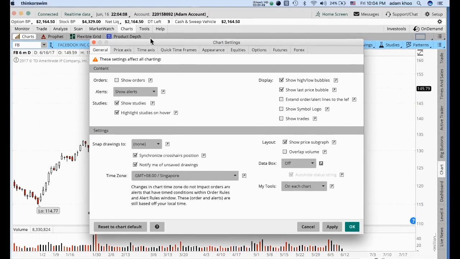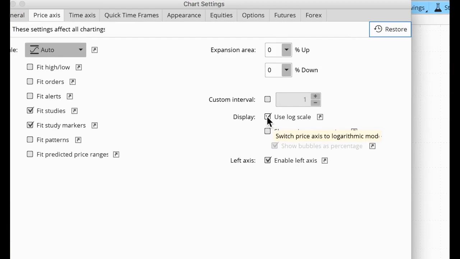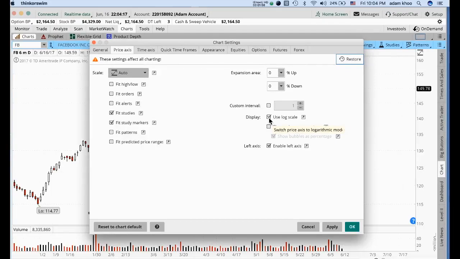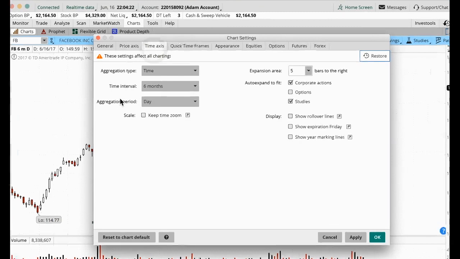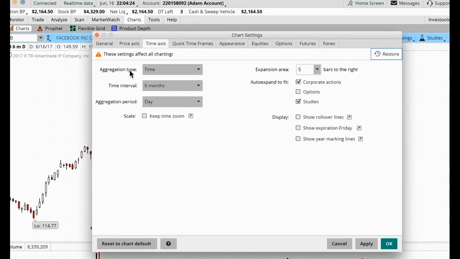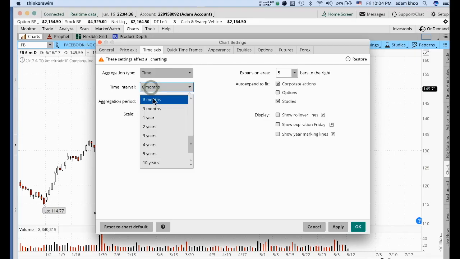Okay. Next, price axis. I'll choose log scale. By default, I think it's already at log scale. Nothing else to change. Time axis. Again, it depends on your strategy. For my swing trading strategies, I would use daily candles, and you can look at the last 6 months, for example. But I'll show you that we can create many configurations in a short while.